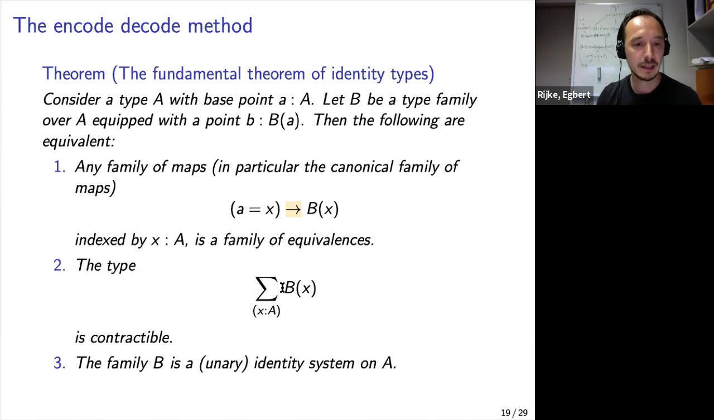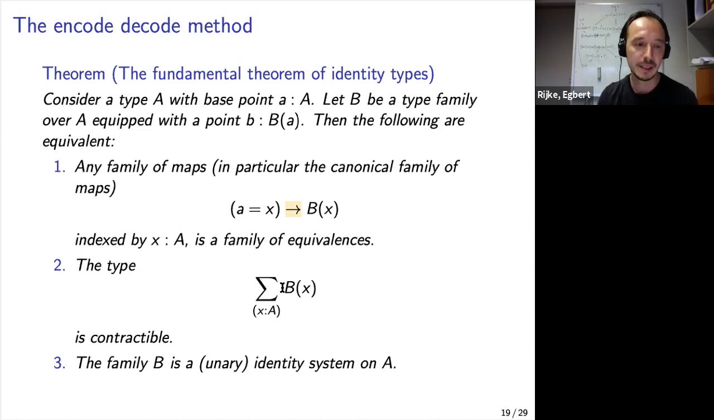Okay, so this encode decode method can be used to characterize almost any identity type, and you can, in principle, iterate to also characterize higher identity types. And you can have some success with it, but it's really not so practical to do that. And that's why I wanted to have a different encode decode method that allows me more directly to compute higher homotopy groups of types.